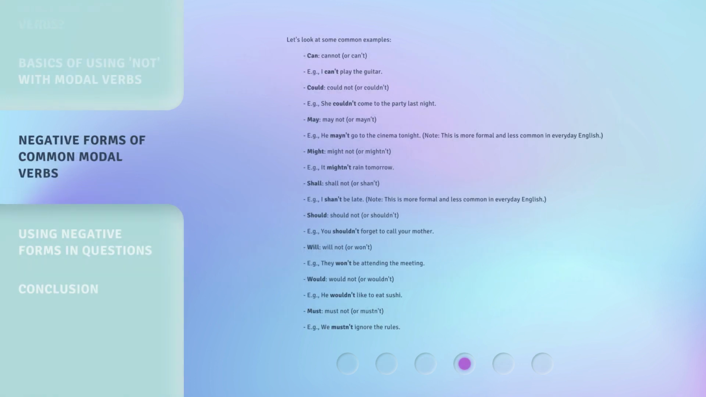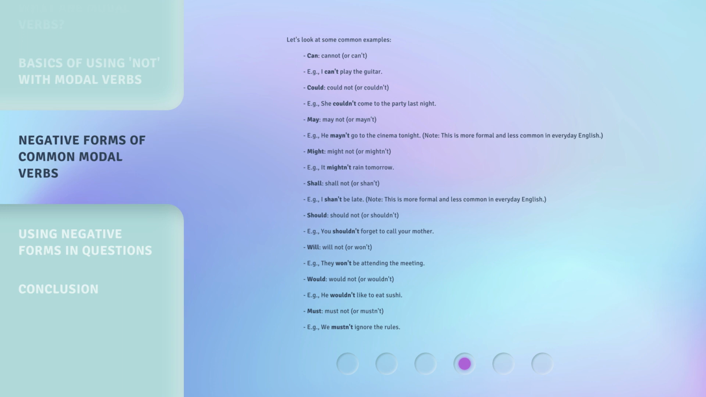Let's look at some common examples. Can, cannot, or can't. E.g., I can't play the guitar. Could not, or couldn't. E.g., she couldn't come to the party last night. May not, or mayn't. E.g., he mayn't go to the cinema tonight. Note, this is more formal and less common in everyday English. Might not, or mightn't. E.g., it mightn't rain tomorrow.